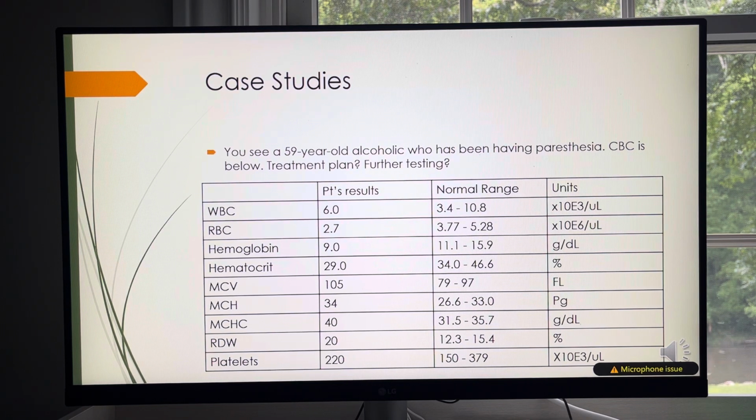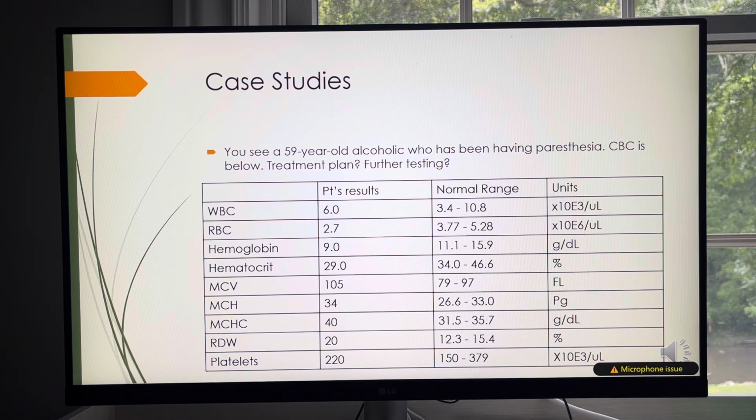A 59-year-old alcoholic who's been having paresthesia, CBC is below. Let's start with the white blood cell count. That looks fine. Red blood cell count is low. H&H is low, so he has anemia. Look at the MCV. It is elevated. Look at the MCHC. It is elevated. He has macrocytic hyperchromic anemia.